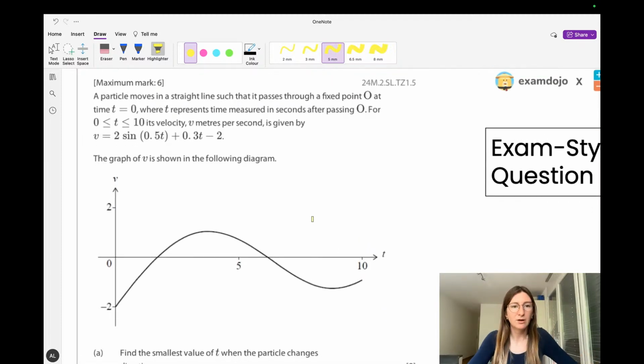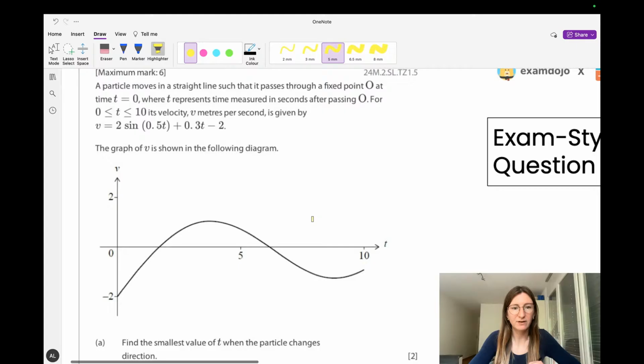We still have time. So a particle moves in a straight line such that it passes through a fixed point O. Don't know where O is. At time t equals 0, okay? At t equals 0 is here, so that's our fixed point O. Moves in a straight line such that it passes through that, where t represents time measured in seconds after passing O. Is that definitely where O is? Yeah, that's where t equals 0. It's between 0 and 10. This is a velocity graph again, and it's given by 2 sine 0.5, blah, blah, blah. So there we go.